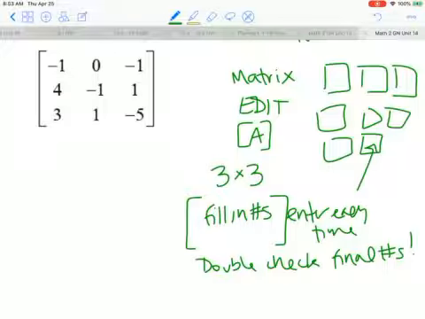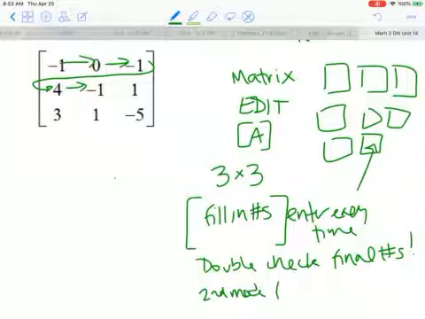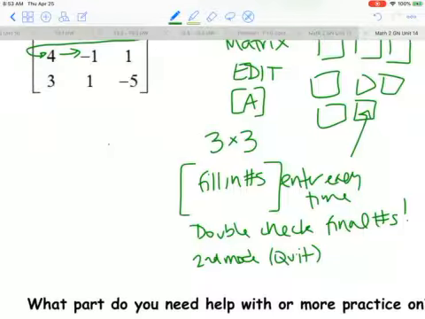So you type them all in. So -1, 0, -1. I'm pushing enter after each of these. 4, enter, -1, enter, 1, enter. It moves left to right, and then it goes over here. Bottom row, 3, 1, -5. And then I want you to click second mode, which is quit. Okay, so second mode, once you have all those numbers in there.